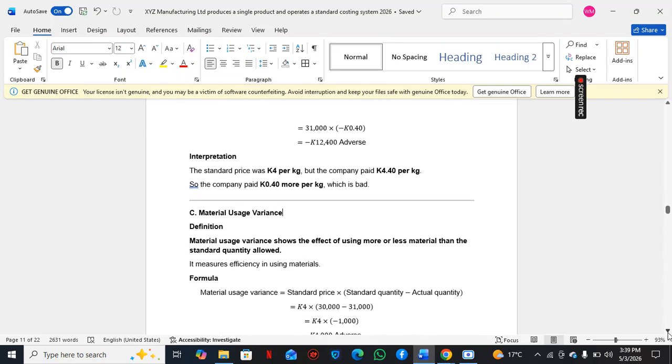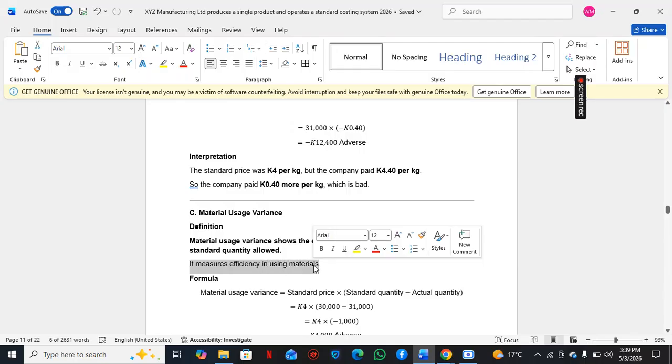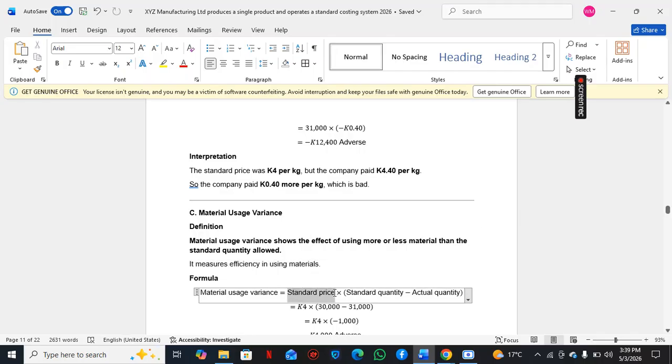Then we come to material usage variance. It shows efficiency in using materials. Did we use more or less of the materials to produce our goods? For this variance, it is the standard price multiplied by the standard quantity minus the actual quantity.